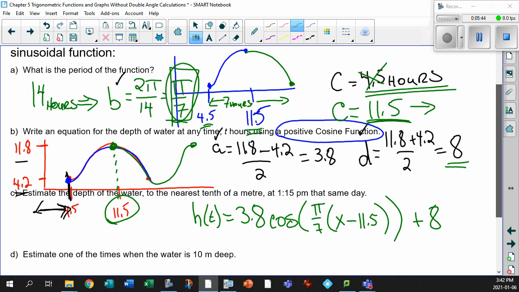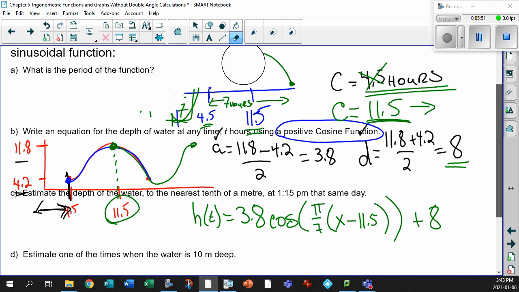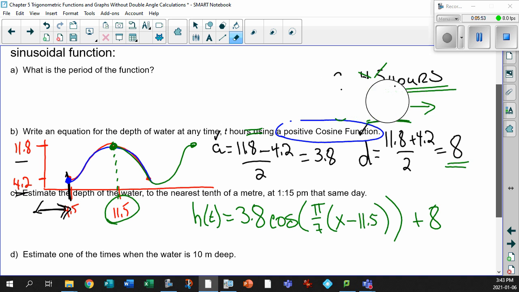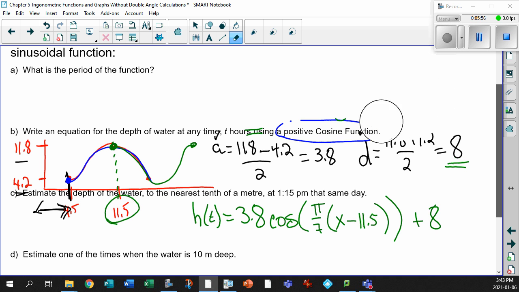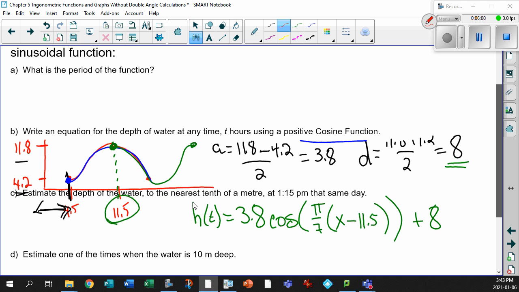Now, here's the problem. What if this particular question said, and I'm going to erase some stuff because I need some room here, with the least amount of shift? Look how far you shifted. You shifted from here all the way to 11.5. Well, wait a second. Wouldn't this graph also come back up and give you a maximum about here? And it looks like it's closer to my y-axis, isn't it?